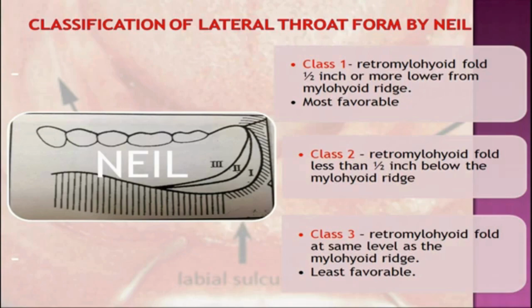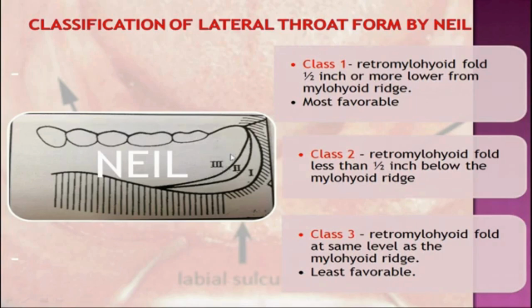Class 1: retromylohyoid fossa is 1/2 inch or more lower from the mylohyoid ridge. This is the most favorable form. Class 2: retromylohyoid fossa is less than 1/2 inch below the mylohyoid ridge. Class 3: retromylohyoid fossa is at the same level as the mylohyoid ridge. This is the most difficult to get retention and it is the least favorable kind.